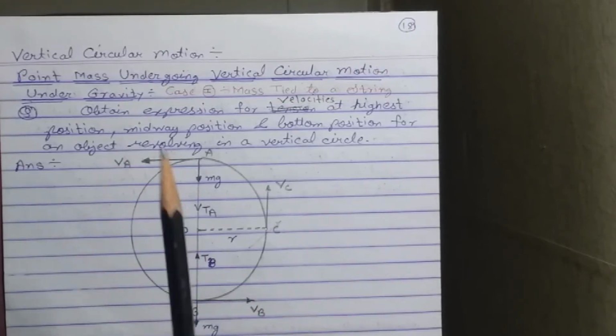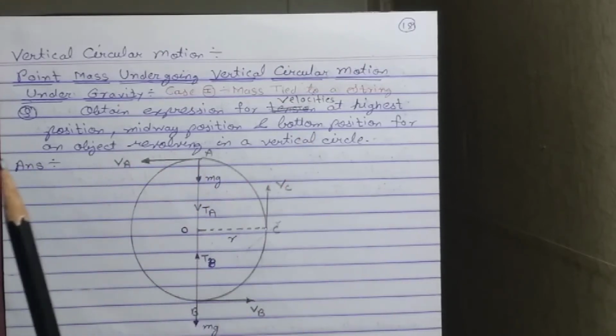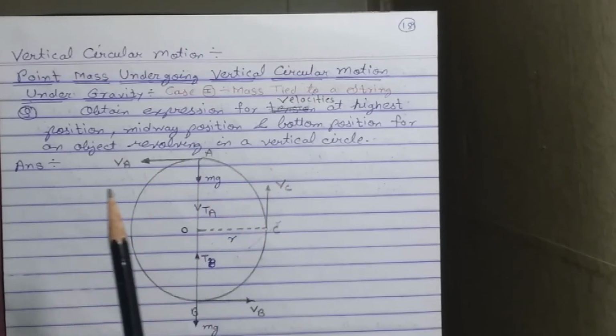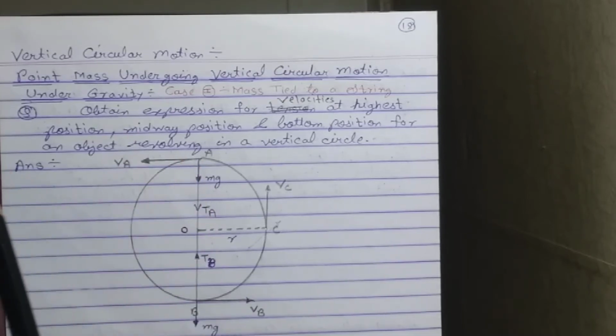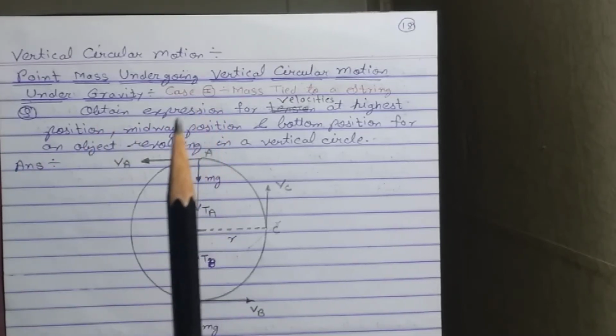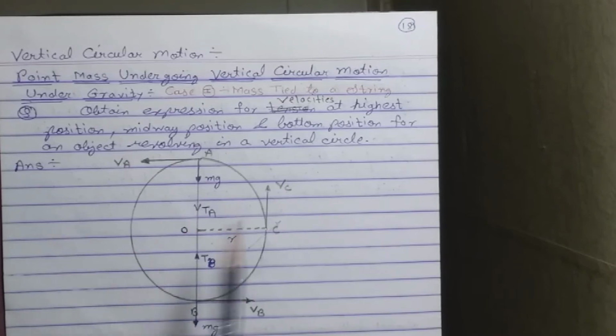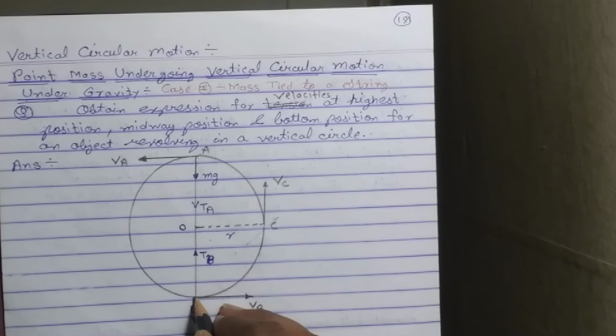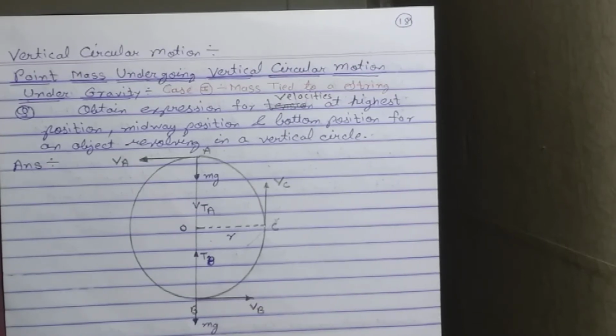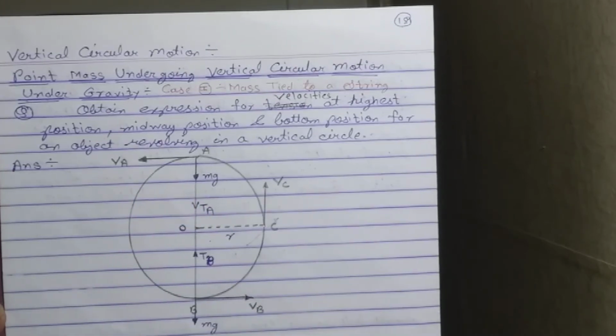You can just imagine when an object is performing circular motion vertically, we always give a jerk at the bottom, not at the top. We always give the jerk at the bottom. That particular mass is attached to the string, and when we revolve it in a vertical manner, we always give a jerk at the bottom.